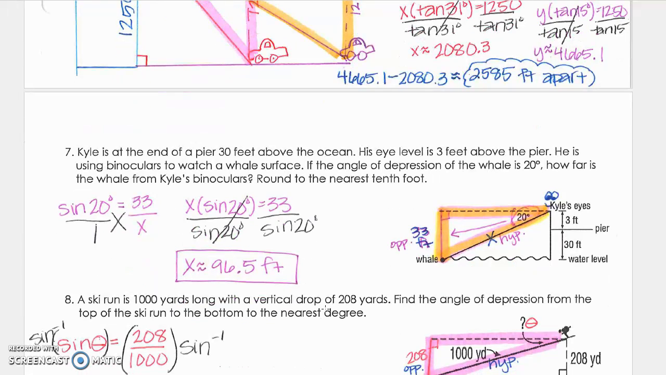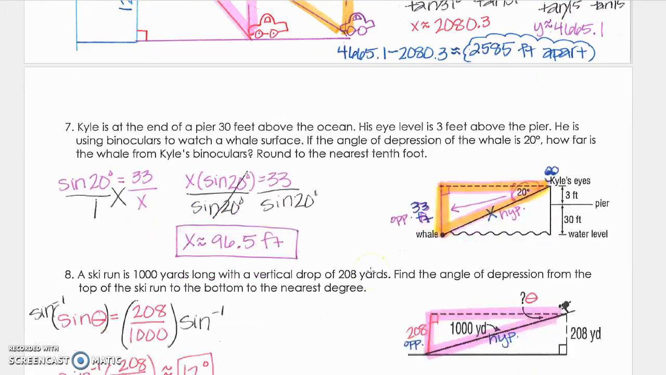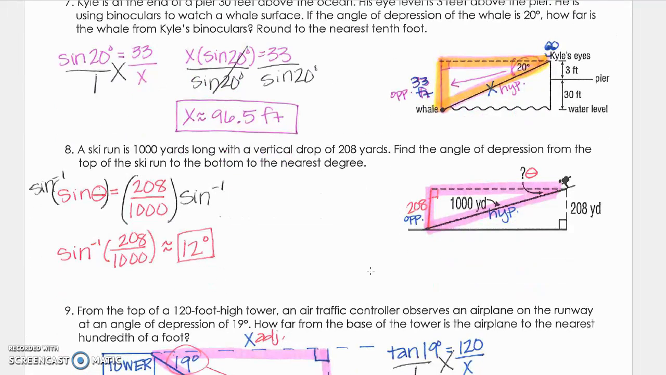On number 7, that is an angle of depression, so your triangle should be upside down. And what you know here is you actually end up using the sine ratio, because it asks how far away the whale is from the binoculars, so that would actually represent the hypotenuse length. So you should have used sine on that one to the nearest tenth of a foot. It's 96.5 feet.